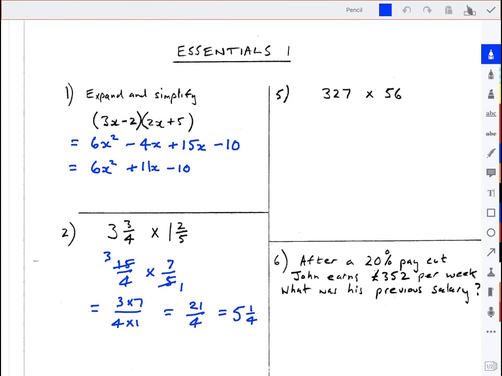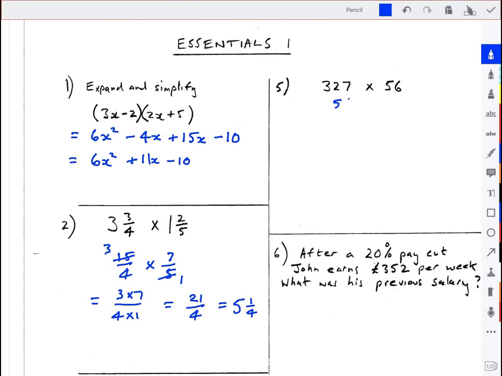Question 5, long multiplication. 327 multiplied by 56. 7 6s are 42, carry the 4. 2 6s are 12 and 4 is 16, carry the 1. 3 6s are 18 and 1's 19. Add a 0. 7 times 5 is 35, carry the 3. 2 5s are 10 and 3 is 13, carry the 1. 3 5s are 15 and 1's 16.